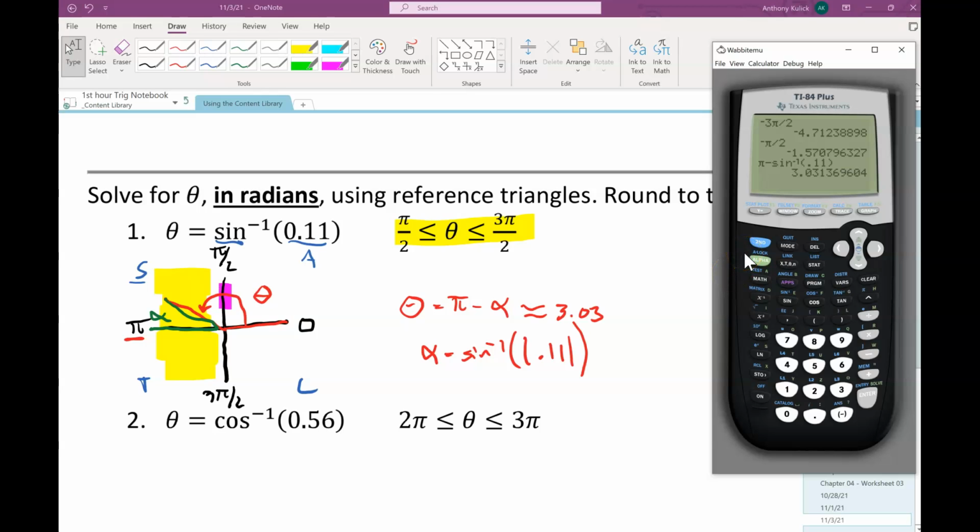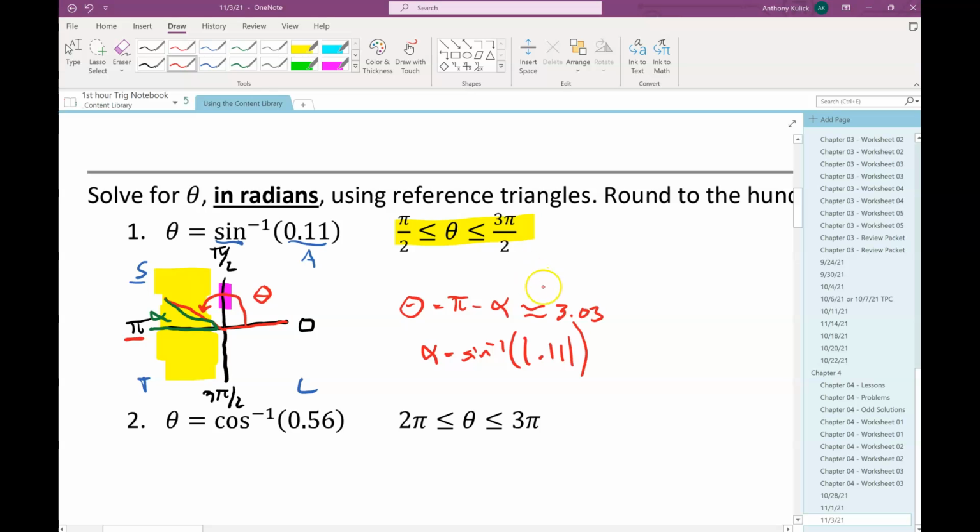And if you wanted to check that, you would take the sine of your answer and make sure that gives us 0.11, which it did, right? And then you'd want to make sure it's in between pi over 2 and 3 pi over 2. So it's definitely bigger than pi over 2, and it's definitely smaller than 3 pi over 2. So you should be pretty convinced that you have the correct answer at that point.